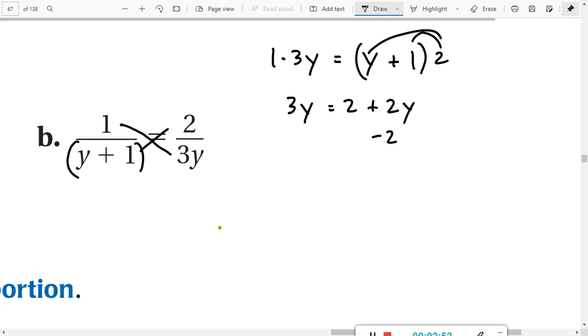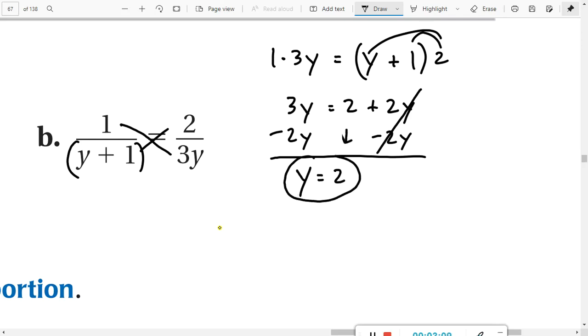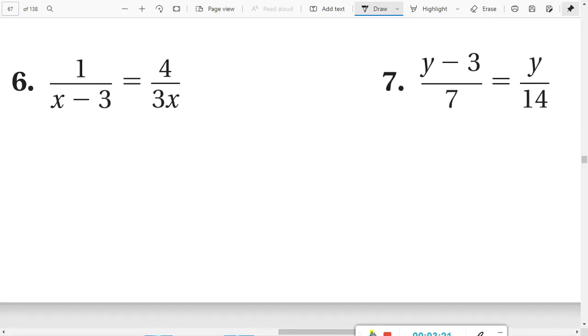Solving for y, we subtract 2y on both sides. 2y minus 2y is gone. 3y minus 2y is y. And of course, that equals 2. So if you have something added or subtracted in the numerator or denominator, make sure you use parentheses and the distributive property. All right, please pause and try problems 6 and 7 right here.